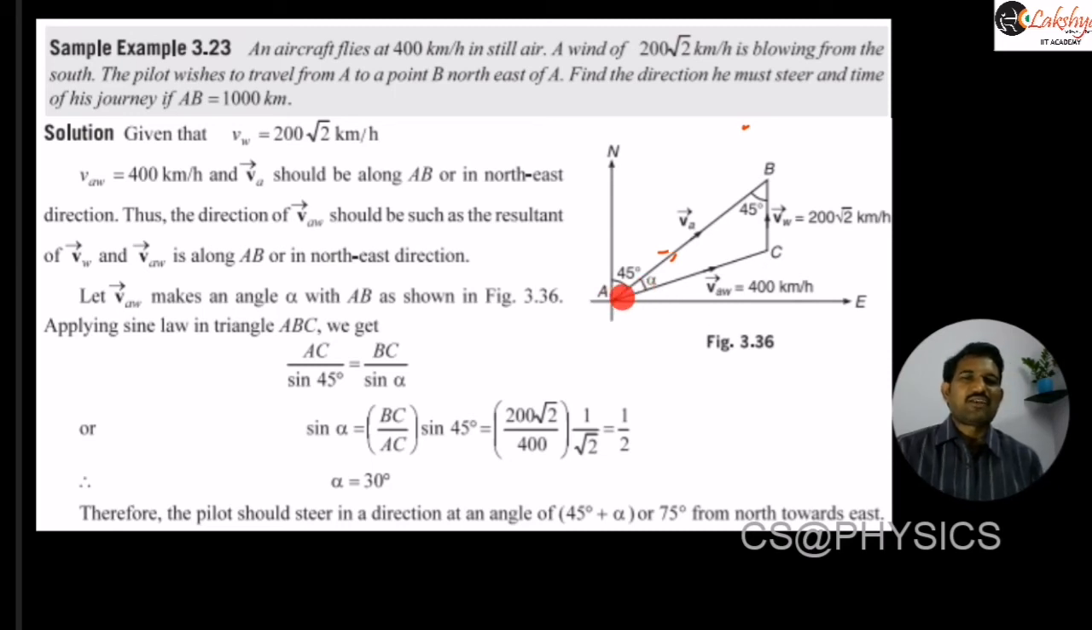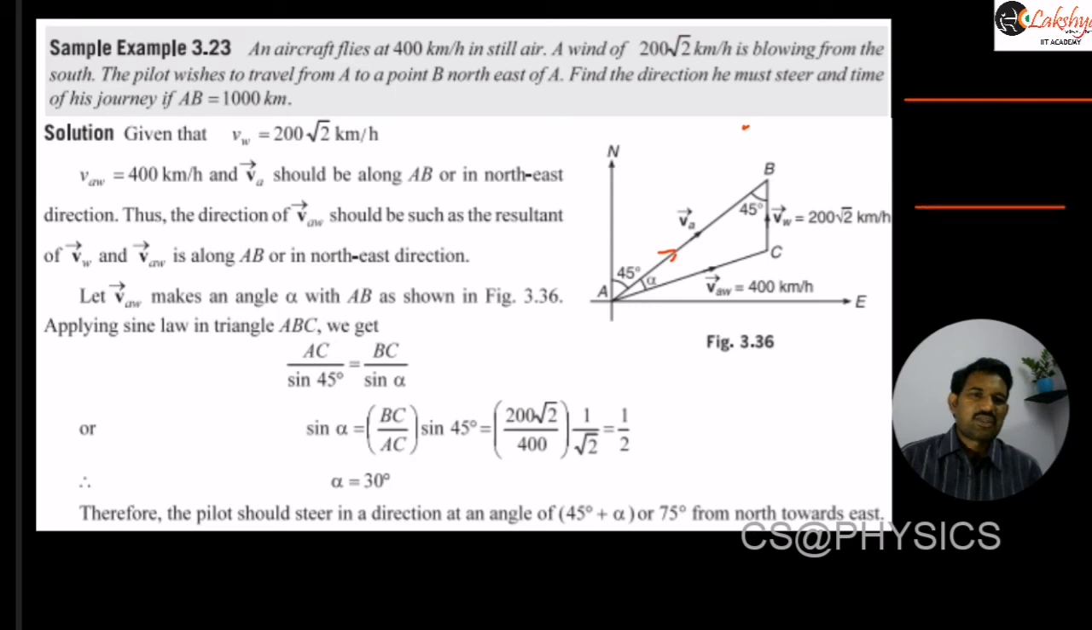The velocity of aeroplane with respect to the wind must be along this direction here. The velocity of the wind is like this. The resultant of these two will be along this direction. So for this we are forming a triangle here. Observe this triangle clearly. If you want to compare with our riverboat problem, I can explain here.